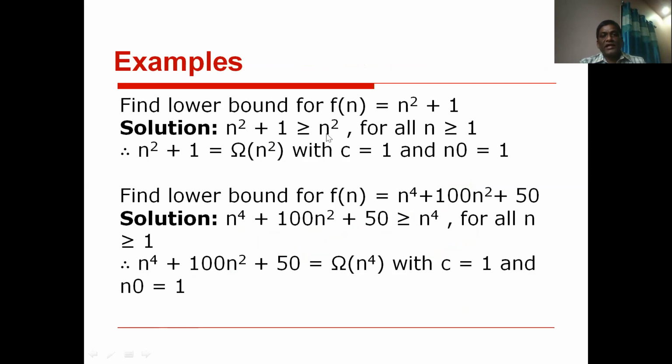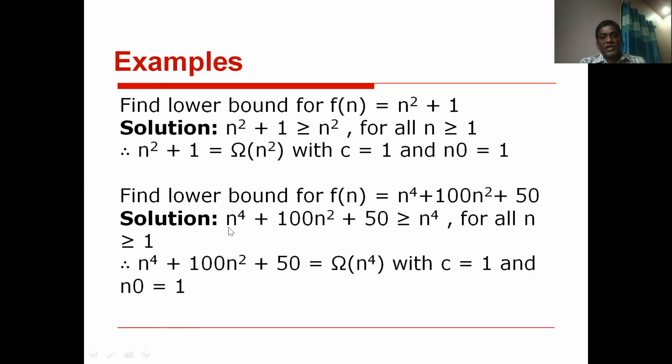Now you can get a doubt over here. N square plus 1 is always greater than or equal to n. Yes, it is correct. But you need to pick the tight lower bound again. Greater than or equal to n is correct. Greater than or equal to 1 is correct. But you need to pick the tight lower bound, the nearest lower bound, right? Therefore, omega of n square is the correct answer.